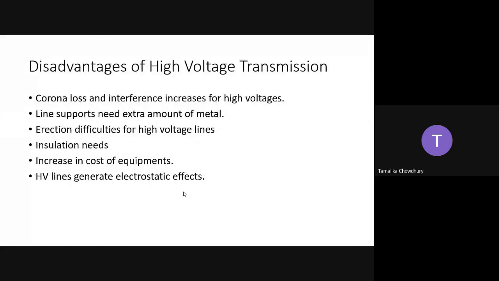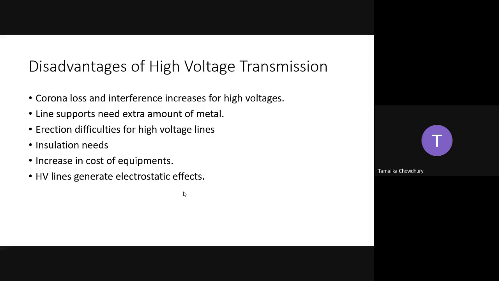Okay, so the disadvantages part is relatively low, and we do not count for that. Still, what can be the high voltage problems? Those are the problems of high voltage transmission or the disadvantages. The first one, corona loss and interference increases.